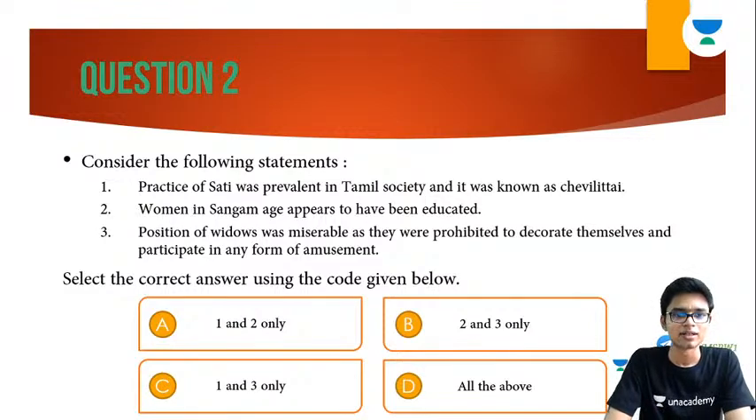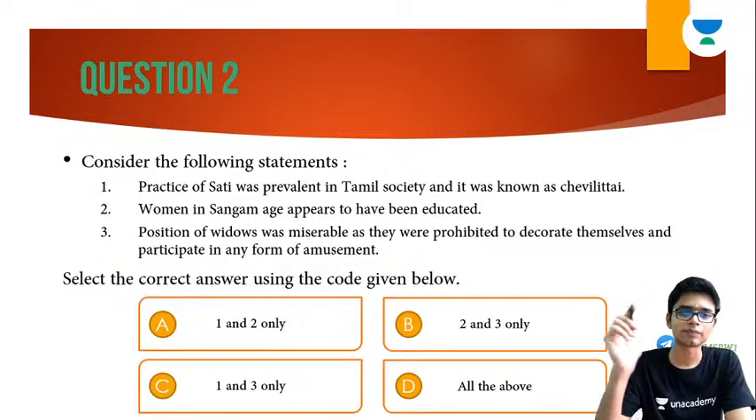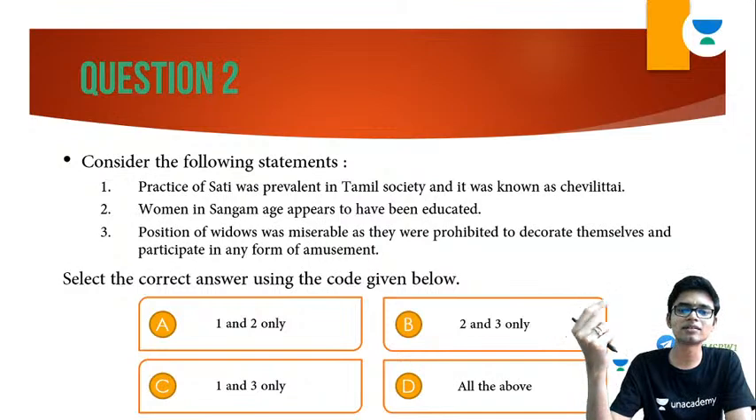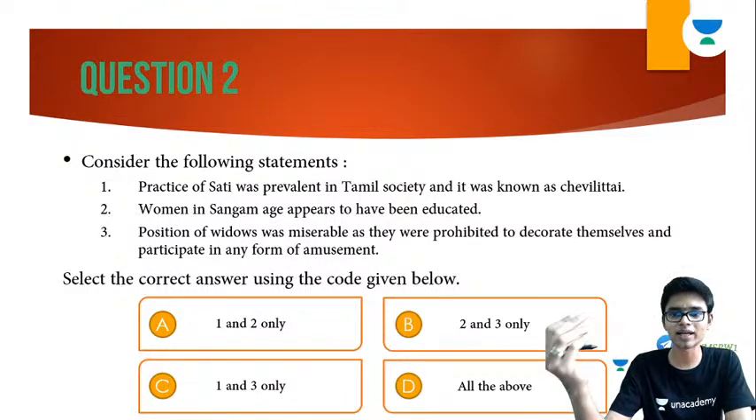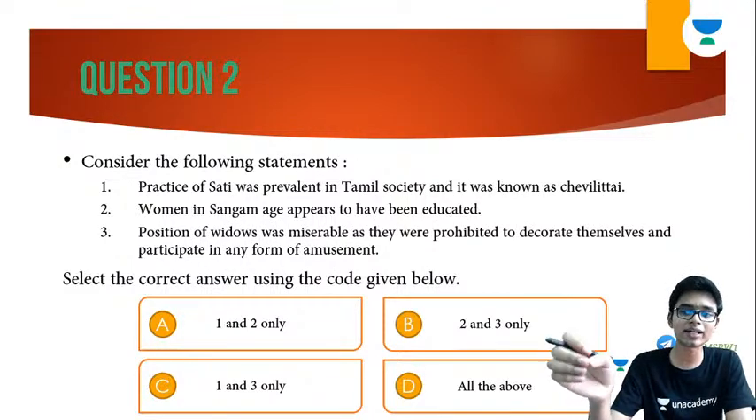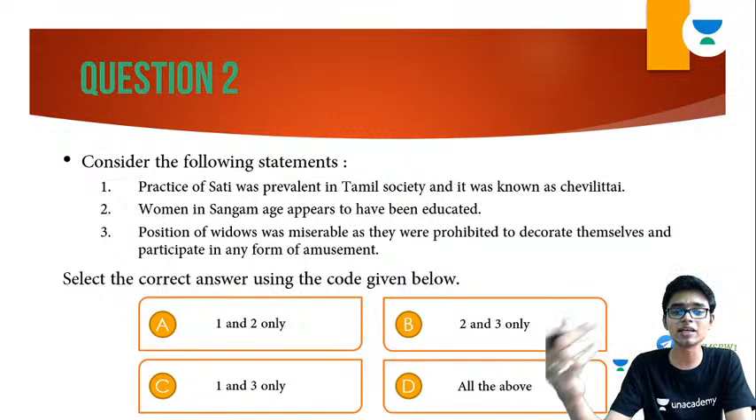Second question. Consider the following statements. 1. Practice of sati was prevalent in Tamil society and it was known as chevilittai. 2. Women in Sangam age appear to have been educated. 3. Position of widows was miserable as they were prohibited to decorate themselves and participate in any form of amusement. Select the correct answer.